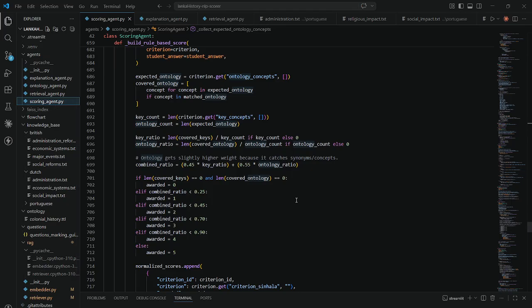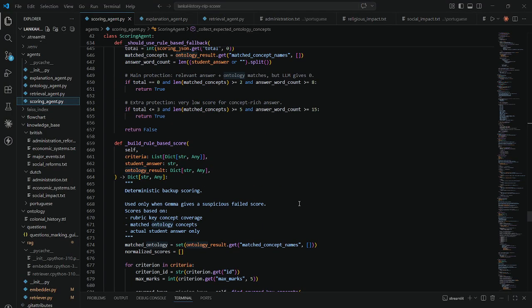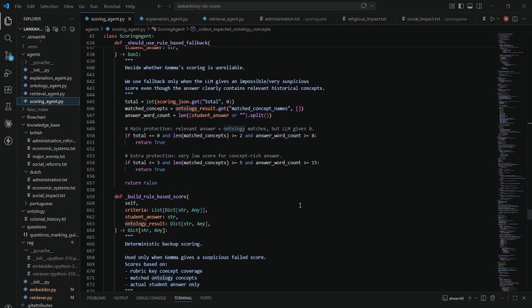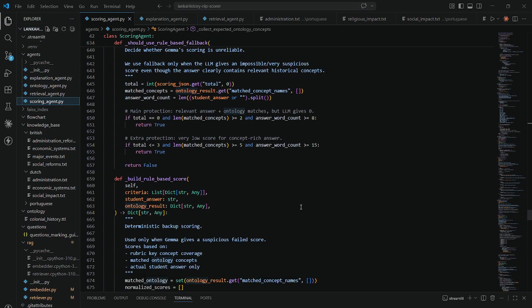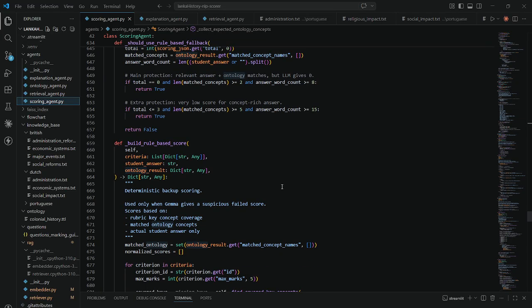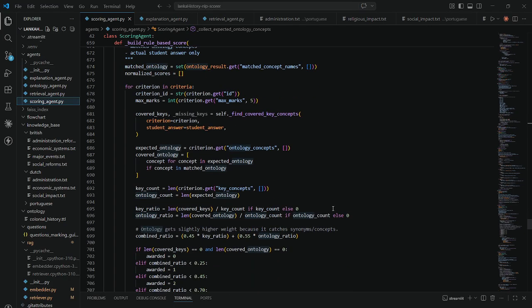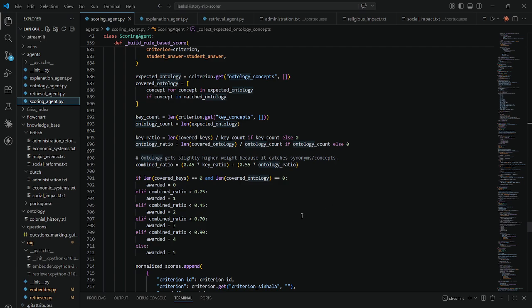To summarize the agent workflow, the retrieval agent searches the files index for relevant evidence. The ontology agent matches the student answer against RDF concepts in the colonial history ontology. The scoring agent builds a structured scoring prompt using the question, answer, rubric, retrieved evidence and ontology matches, and sends it to Gemma 34B through Ollama.